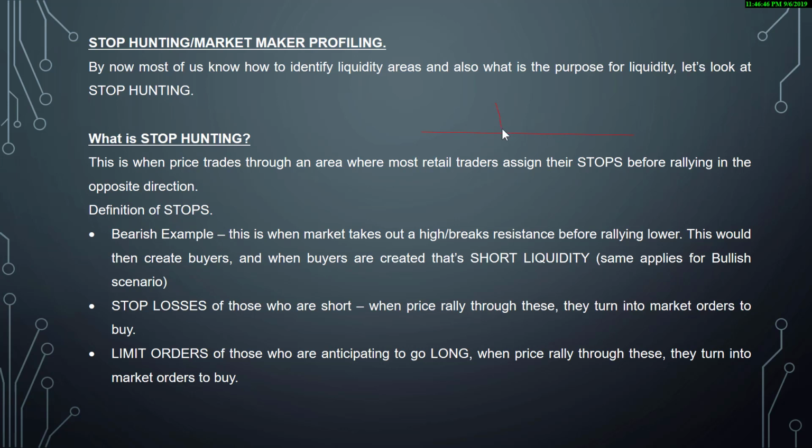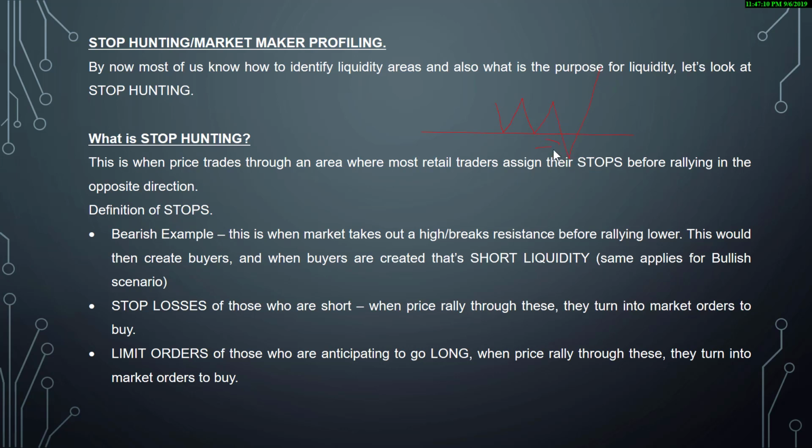It's not perfect. We've got price come, swing low formed. Another swing low formed. And then price rallies through, right? And breaks the low and breaks support before rallying back and continuing with the uptrend. So this is a bullish example.